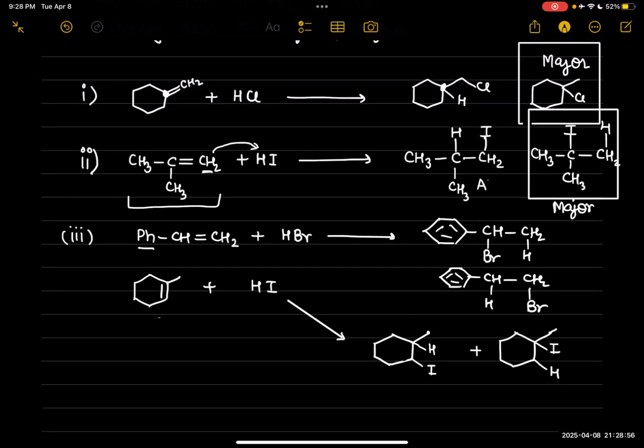Jasmine, what about the third one? The first one, yes, because you are having 2 hydrogen, I am going to put the hydrogen on the carbon atom bearing more number of hydrogen. Yes, this is the major product which we are going to get. So Ibrahim and Zainab, is that clear? The third question. Yes. Zainab, is it clear or not? Tell me. Yes.